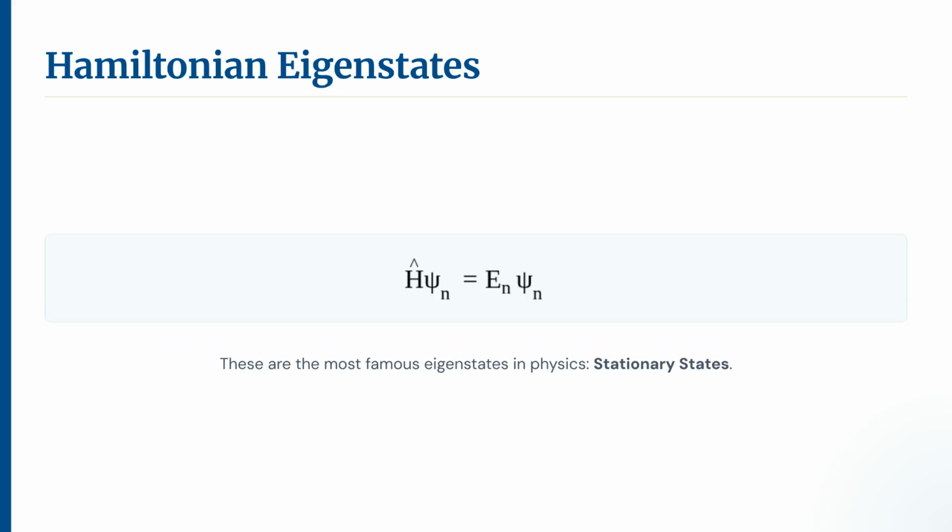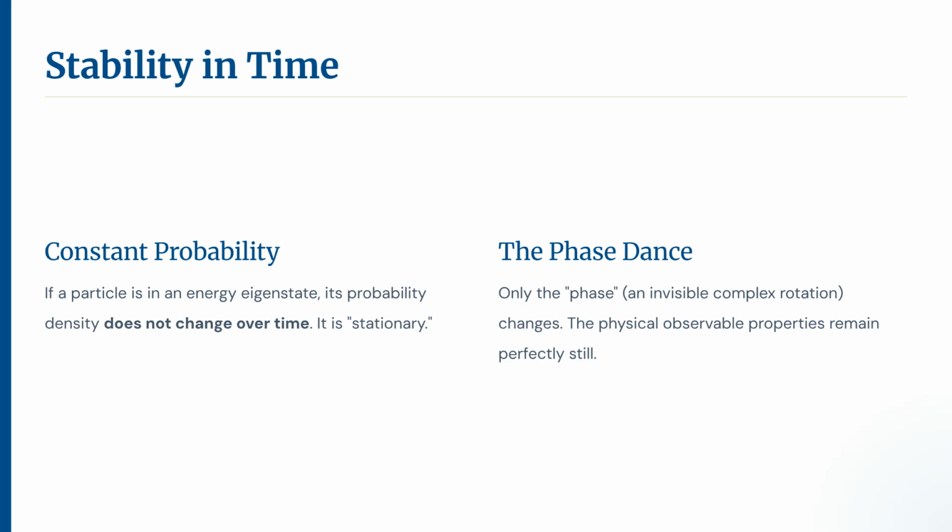The most famous eigenstates in physics are the Hamiltonian eigenstates, also known as stationary states. The equation shown relates the Hamiltonian operator, the eigenstate, and the energy eigenvalue. These states offer stability in time. If a particle is in an energy eigenstate, its probability density does not change over time. Only the phase, an invisible complex rotation, changes, keeping the physical properties perfectly still.